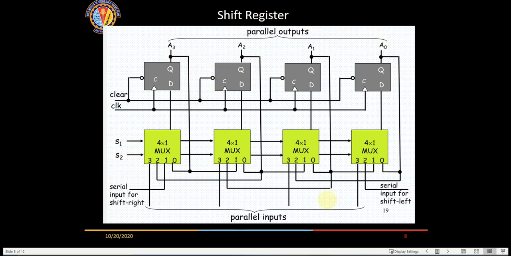Is it okay, all these concepts, how these shift registers work? Right, does anybody have any doubt in serial to parallel conversion and parallel to serial conversion?